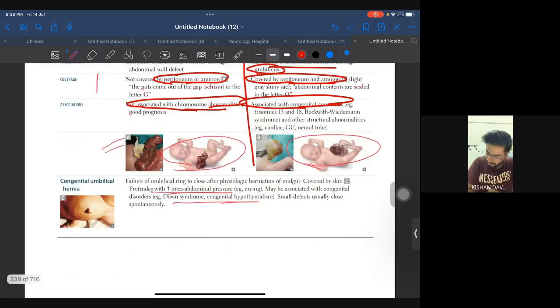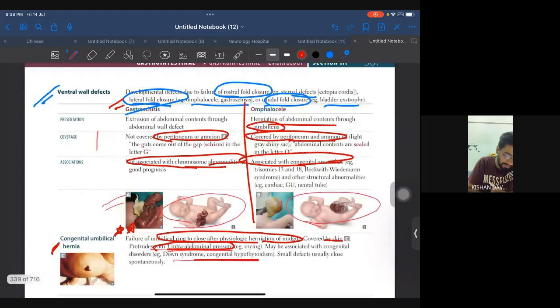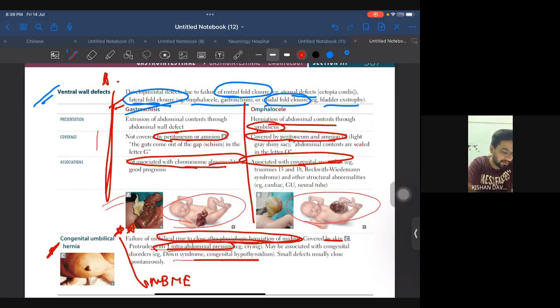Coming to congenital umbilical hernia, it is a failure of the umbilical ring to close after physiologic herniation of midgut. Okay, this is one important line. Covered by skin, protrudes with intra-abdominal pressure, may be associated with congenital disorders. This is not very important, but in one question they asked in NBME, it was failure of the umbilical ring to close after physiologic herniation of midgut. So this line was important, and then gastroschisis and omphalocele are very high yield. At least they will confuse you, and you just have to pick out whether it is covered or not covered. Okay, so that is important over here.